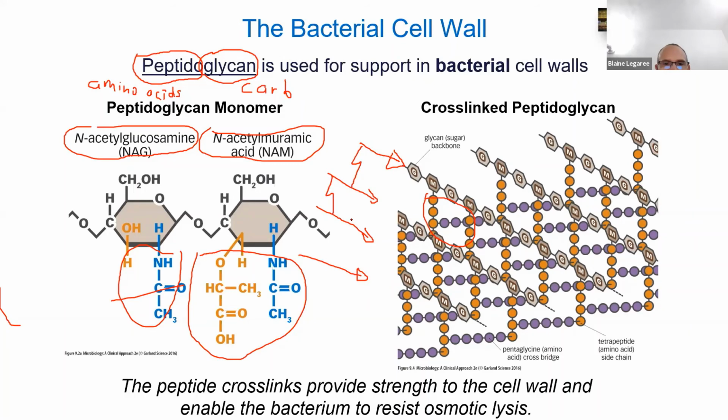What you're doing is you're kind of making a mesh-like structure. And that's really what peptidoglycan is. It's a very strong structure found in the bacterial cell wall, and it's just holding those cells together.